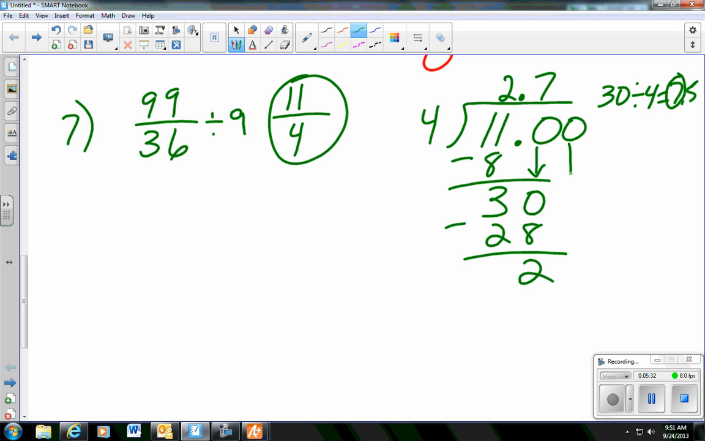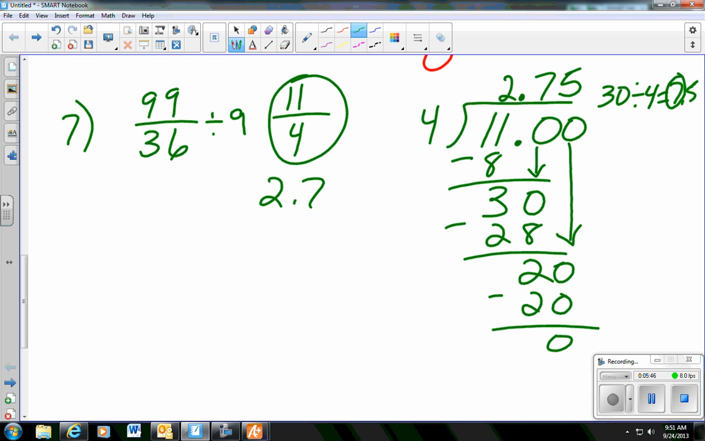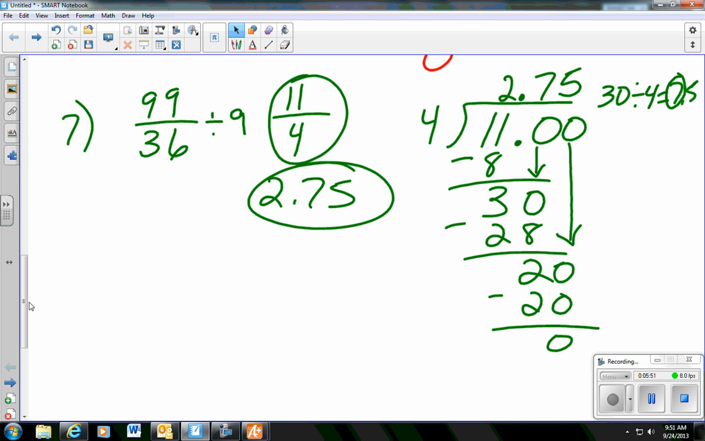Add another 0 onto the 11. Bring it straight down. Now we have 20. 4 goes into 20 5 times. 5 times 4 is 20. 20 minus 20 is 0. Okay, so as a decimal, it's 2.75. Those are the two answers we're looking for there on number 7.